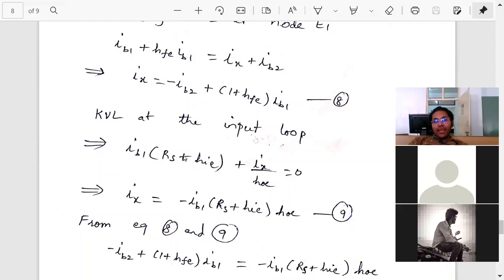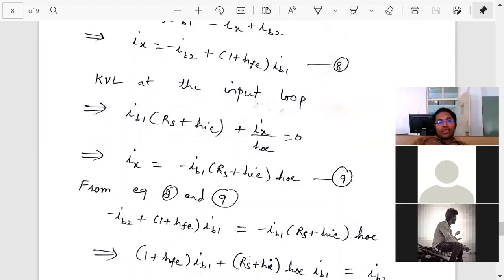Here IB1 we are taking common. So from this, what will IX be? Send this entire term to the other side and multiply by HOE, right? So just rearranging this, we got IX. Equation 8 also we got IX. Equation 9 also IX. So I can equate both RHS, isn't it? So just equating both RHS.